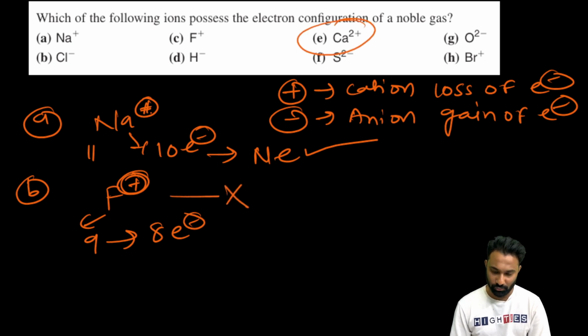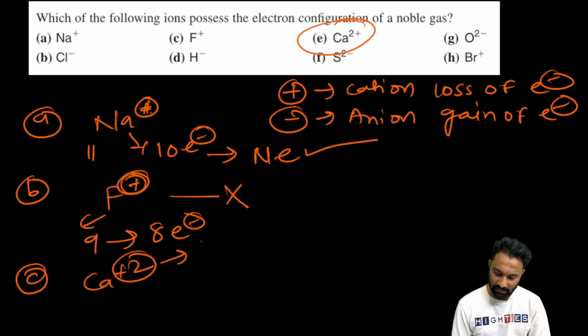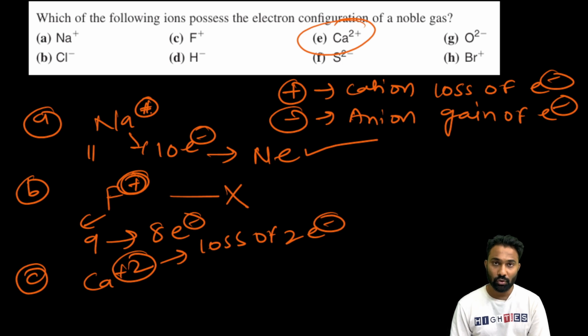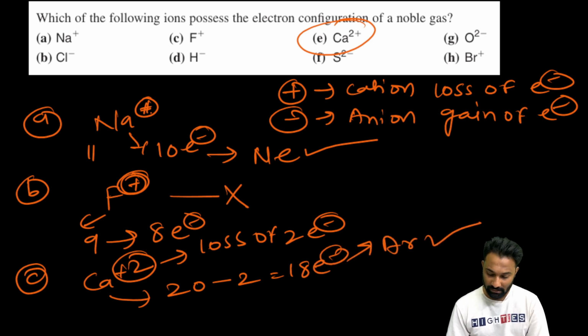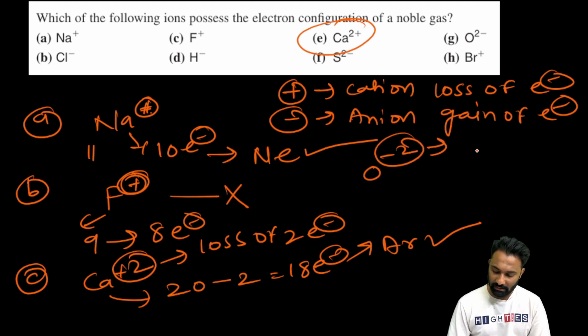Next, Ca plus 2. Plus 2 indicates loss of 2 electrons. Normally the calcium atomic number is 20. By loss of 2 electrons it leads to 18. 18 electrons means argon. Argon means it has been satisfied. Clear? Now O minus 2 indicates gain of 2 electrons.